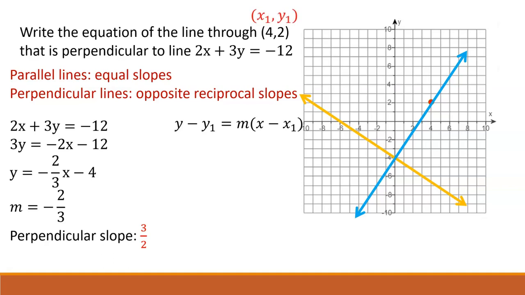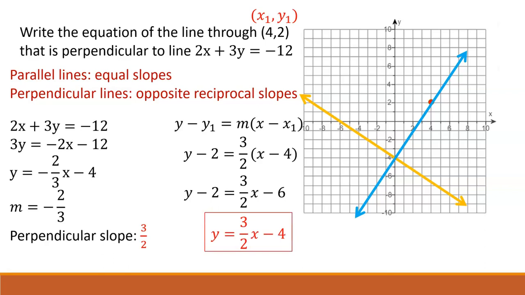We'll substitute 3/2 for the slope and 4 for x sub 1 and 2 for y sub 1. That's the equation in point-slope form. If we want that equation in slope-intercept form, we'll simply do a multiplication and then add 2 to both sides, and we have our equation in slope-intercept form as well.